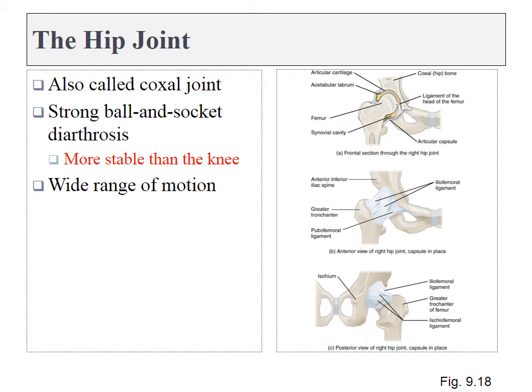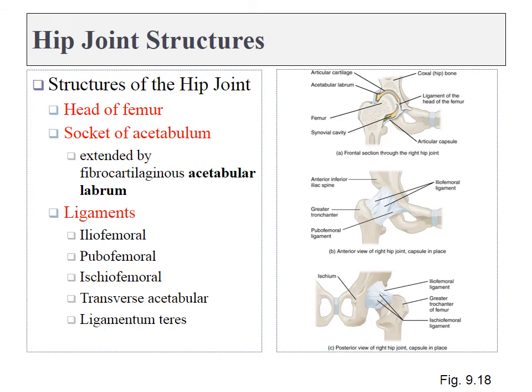This is another ball and socket joint, one that is more stable than the shoulder. The head of the femur fits into the acetabulum of the hips. There are a large number of ligaments that completely surround this joint, which provide for added stability, but reduce the range of motion.